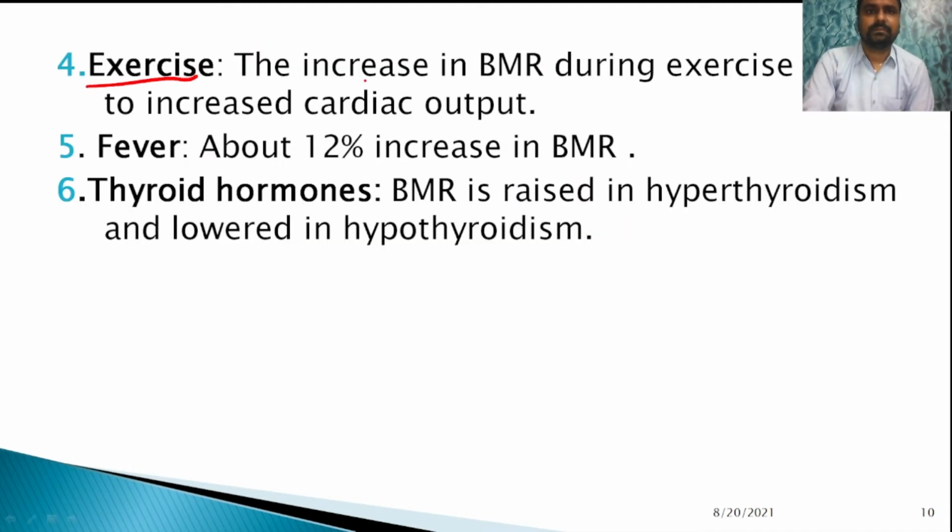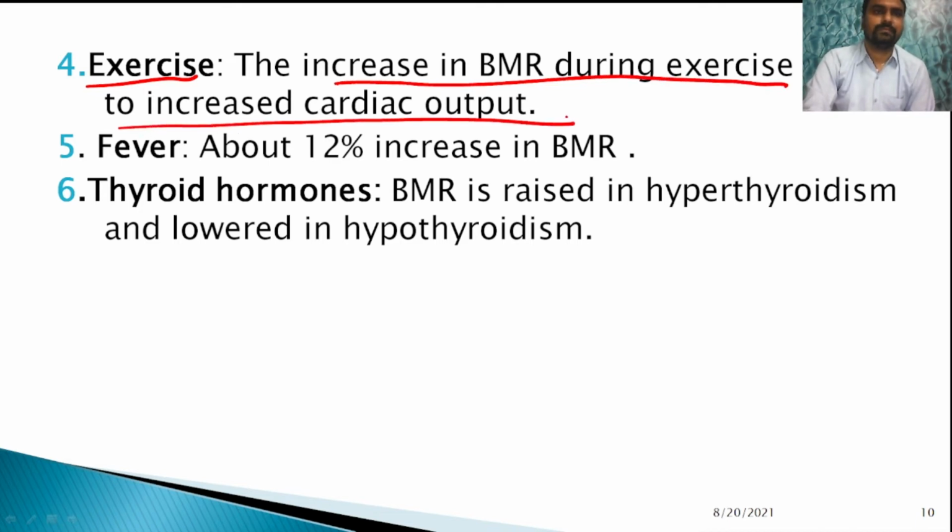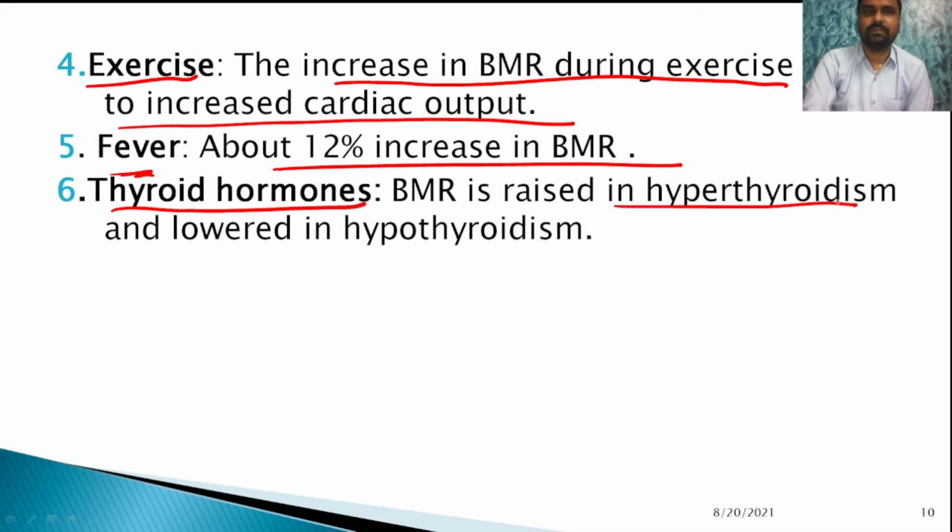Exercise. The increase in BMR during exercise is due to increase in cardiac output. Fifth is fever. There is about a 12% increase in BMR during fever. And in thyroid hormones, BMR is raised in hyperthyroidism because thyroid hormone has a direct relation to our main metabolism. So BMR is raised in hyperthyroidism and lower in hypothyroidism.